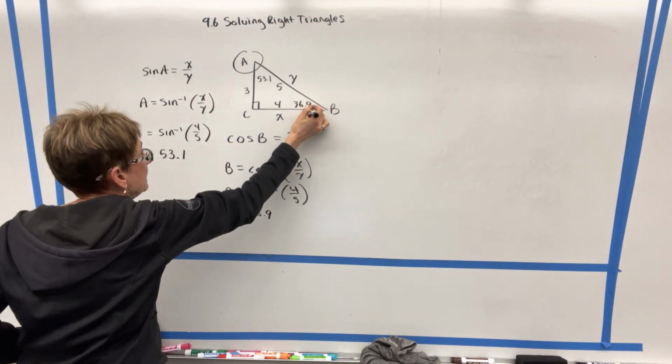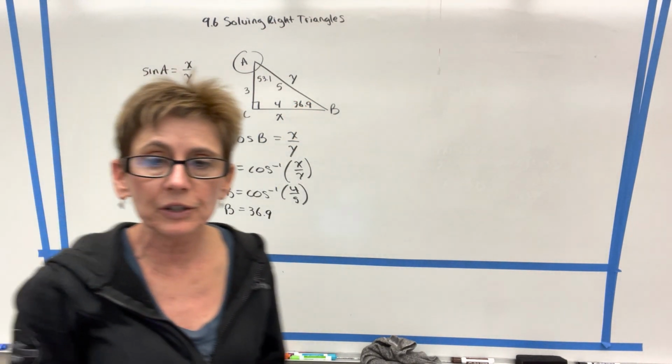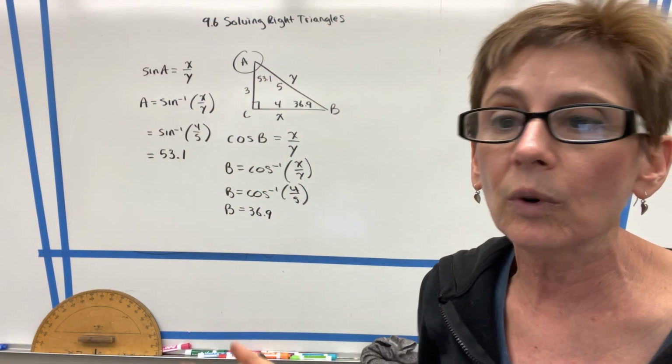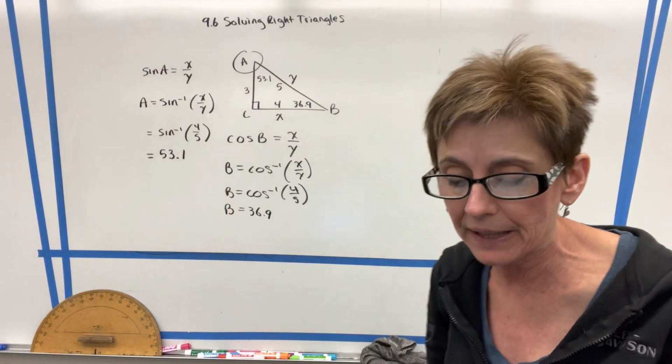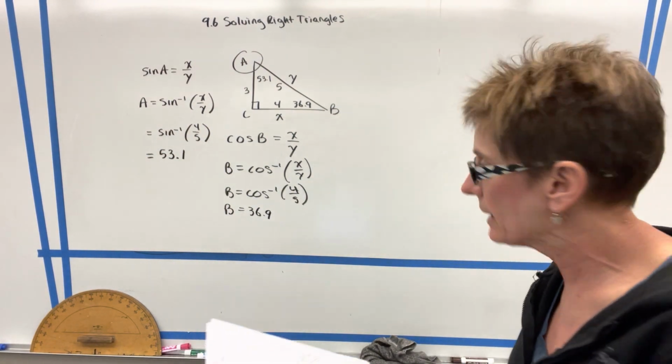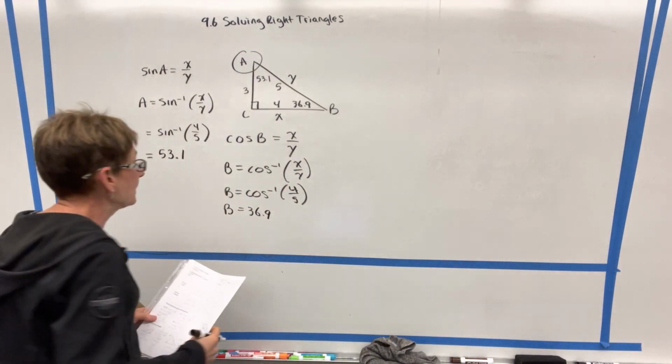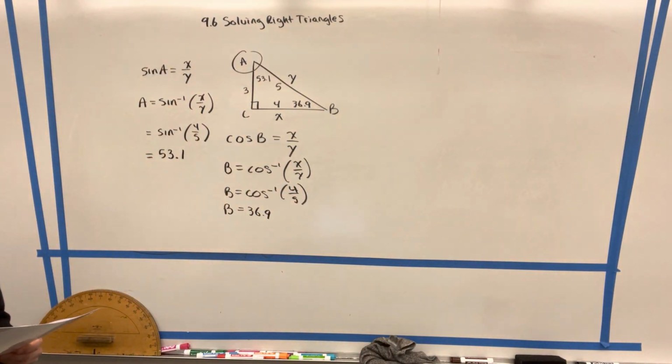Now I didn't really need to use an inverse trig ratio to do that because I could just take 90 minus 53.1 and get 36.9 that way. It's also possible to do a tangent inverse. So we can use the same procedure for doing tangent inverse.